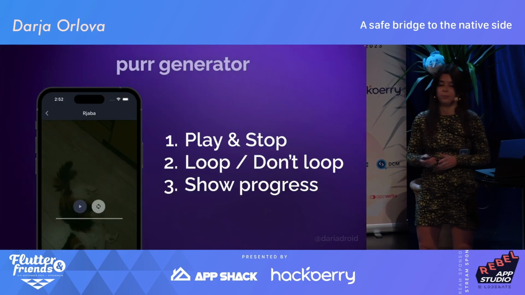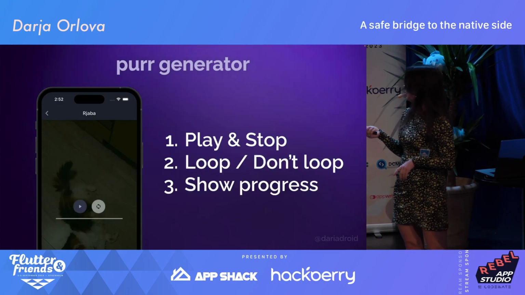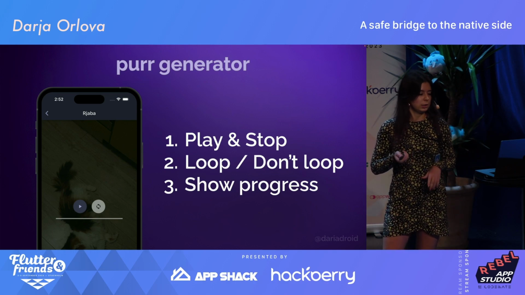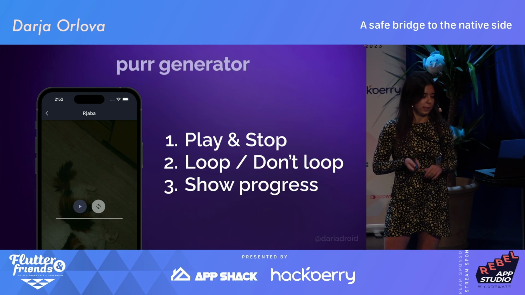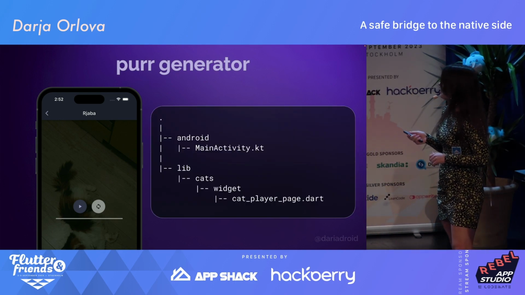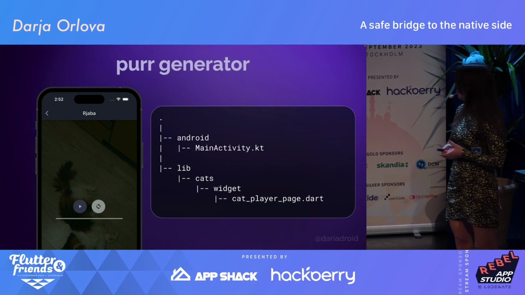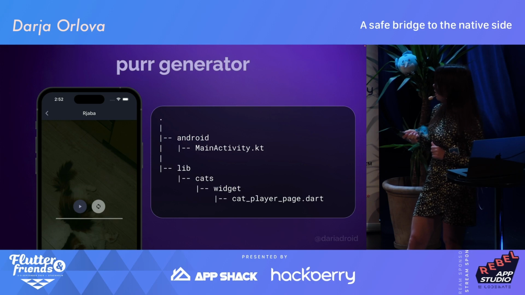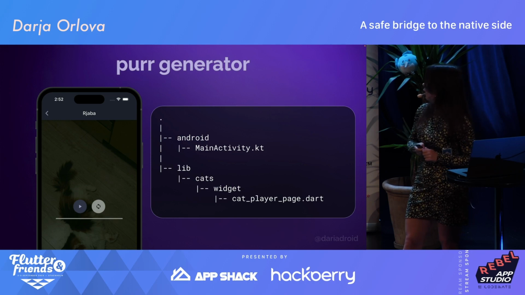And the functions that this application has is play and stop the sound, loop and don't loop, and continuously show the progress of what we're playing. And we will start out with a very, very simple code base. Most of the things will be going on in the main activity on the Android side and the cat player page on the Flutter side.